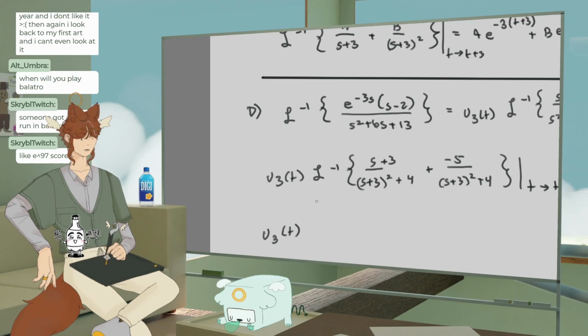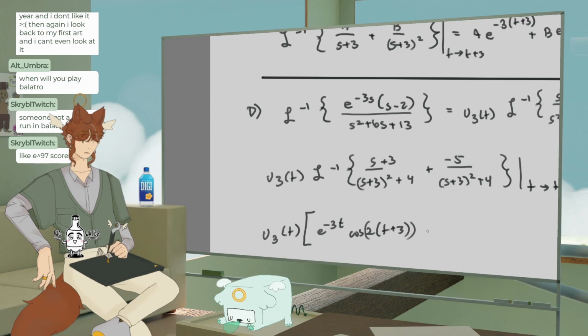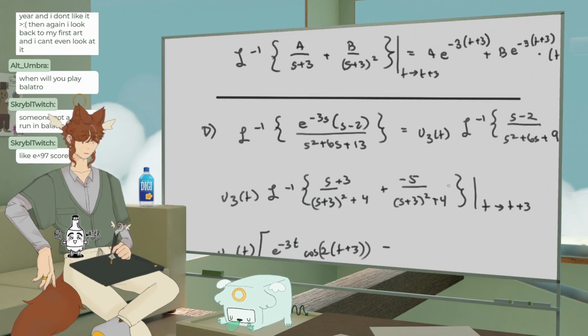Okay, wait a second. So this s plus 3 is shifted. That's gonna be an e to the 3t? No, minus 3t. Man, I gotta check those signs. Oh, an e to the a 10 to the 97th score. Okay. I see. That makes more sense in my brain. And we have t plus 3 instead of t. And then minus, okay, this 5 is gonna be times 2 over 2. Okay, it's kind of hard to put this in here.